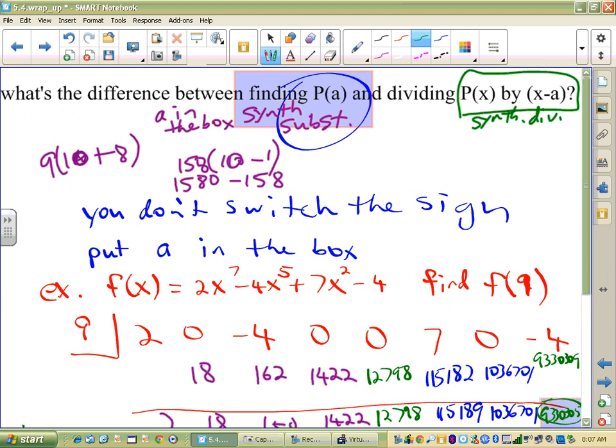And it's interesting, synthetic division and synthetic substitution are the same thing. The only difference is how you approach what you put in the box and what you do with the answer, what you do with the stuff on the bottom row. With synthetic division, here's where you switch the sign when you put that thing in the box. So really the procedures are the same. You're doing the same thing, but you're doing different stuff with it.